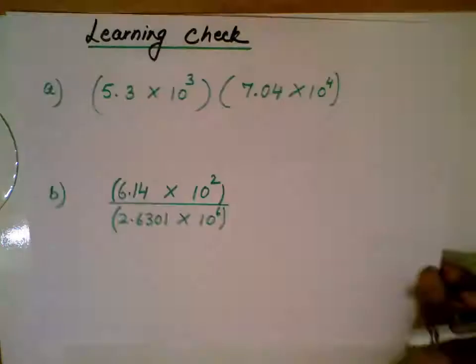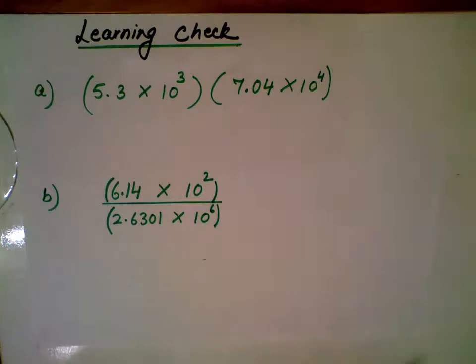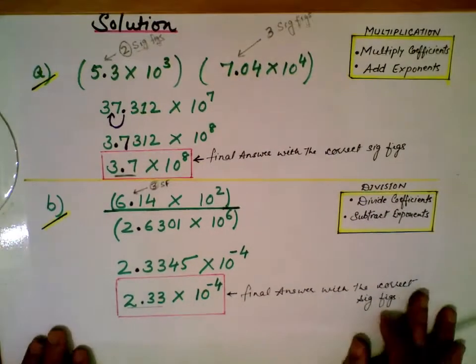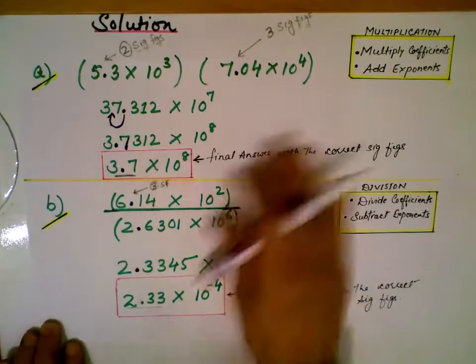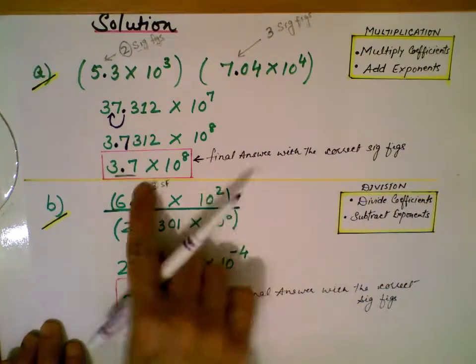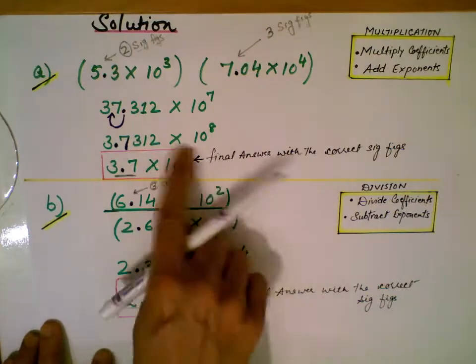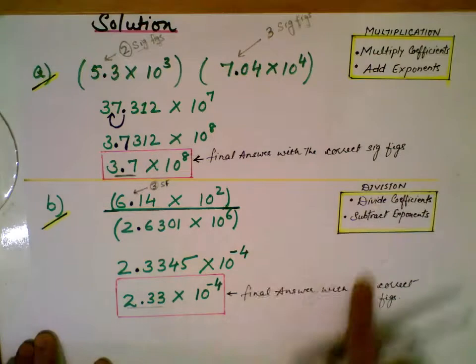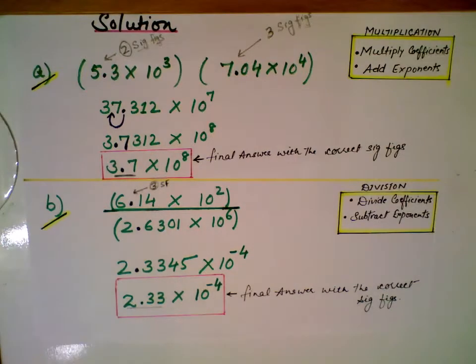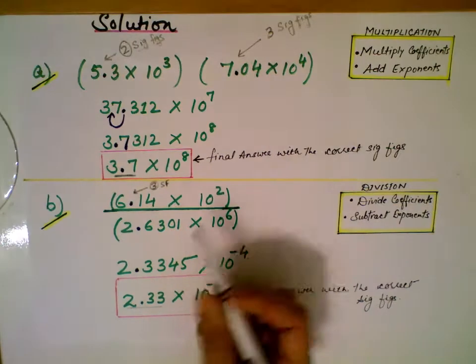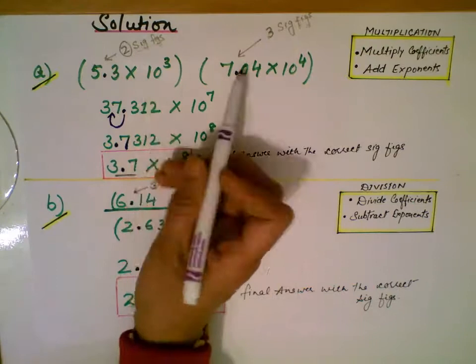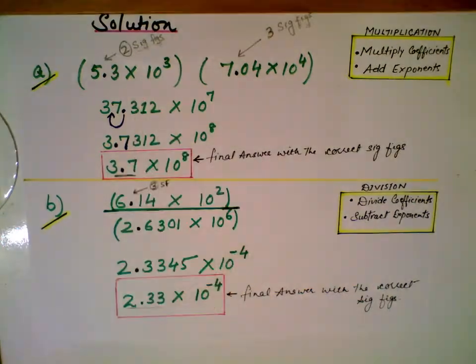So let's do the learning check. I want you to try this, and if you got these answers, that's great. I have everything done for you. I have shown how the decimal is moved, and that this is the correct scientific notation. This is the final answer with correct sig figs. All the steps are exactly the same as what we did, and we are following the same rule for significant figures. For multiplication, you just go by the one with the least number of significant figures. Okay, all right.